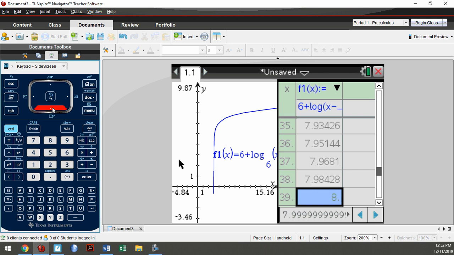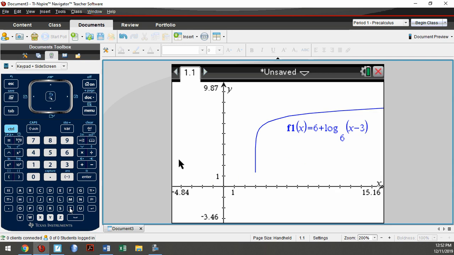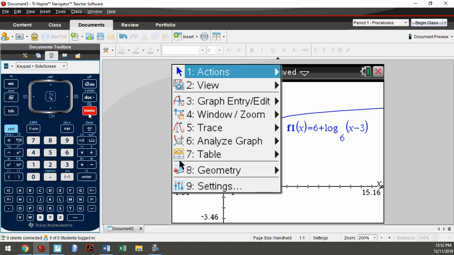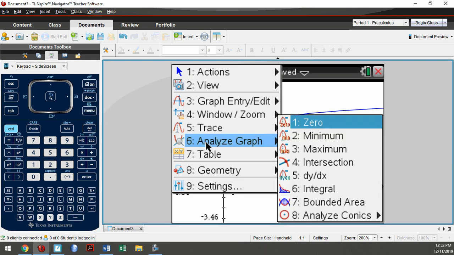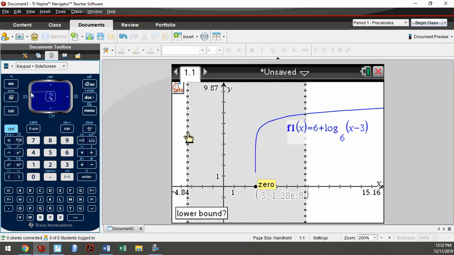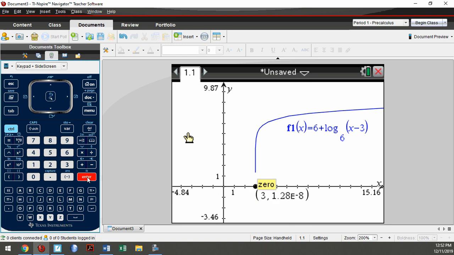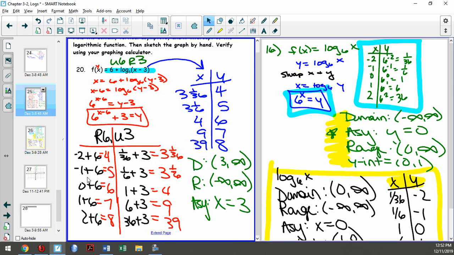How do I find my x-intercept? You can do it by hand, letting y be 0, or you can do this on the graphing calculator. Menu, analyze graph, 0. And you're going to get 3, 1.28, and it's going to be scientific notation. What does that mean?